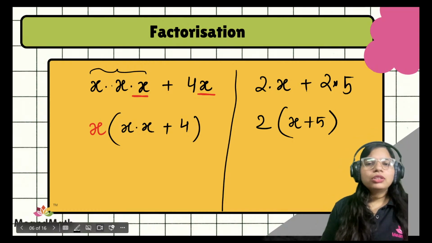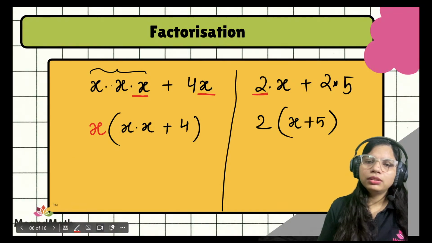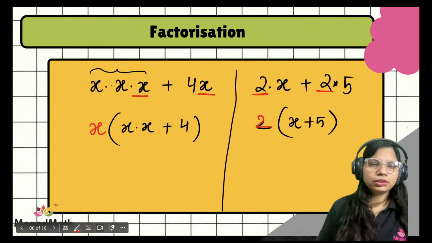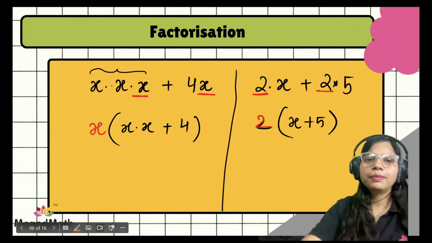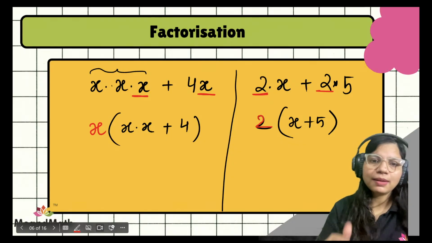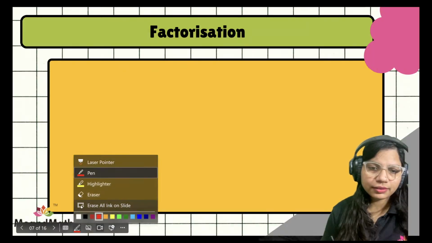Okay, so what we did here: 2 was common. Whatever is common in every term, you write it outside. Inside the bracket you write what is left. The common thing is written outside. Does that make sense? Okay, that's great. Now I'm going to give you a few questions to try.